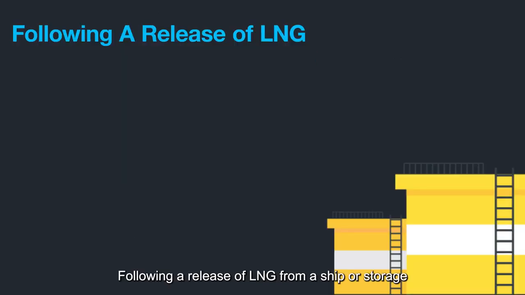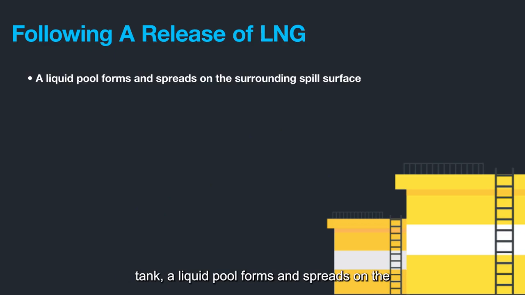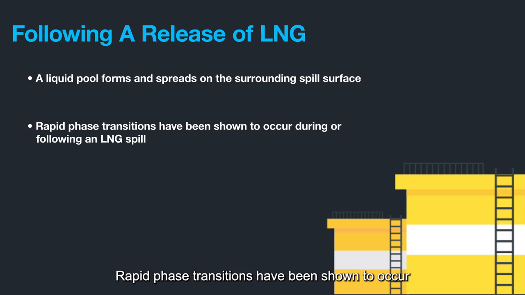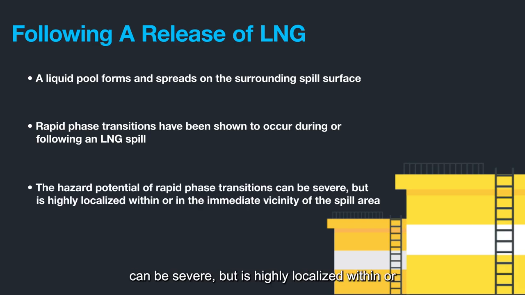Following a release of LNG from a ship or storage tank, a liquid pool forms and spreads on the surrounding spill surface. Rapid phase transitions have been shown to occur during or following an LNG spill. The hazard potential of rapid phase transitions can be severe, but is highly localized within or in the immediate vicinity of the spill area.